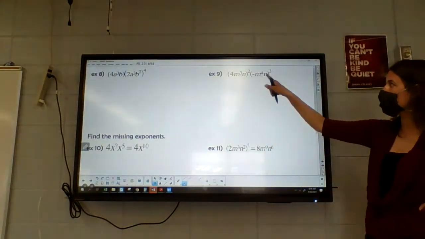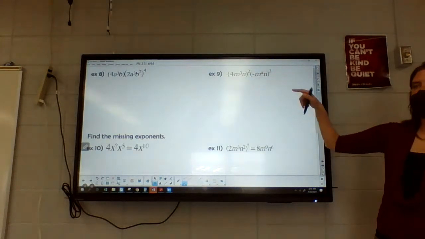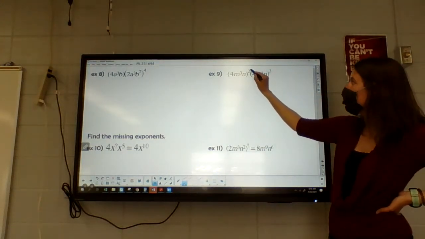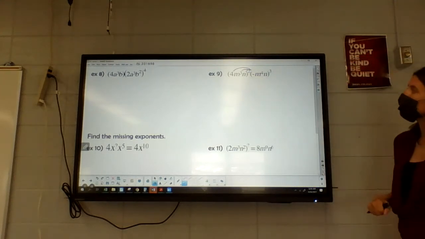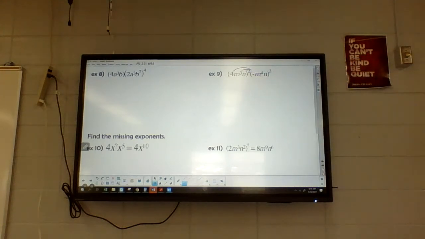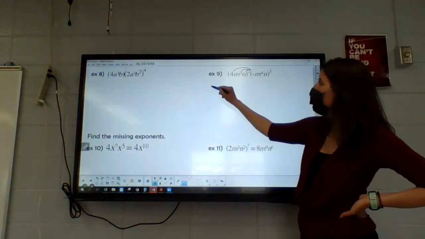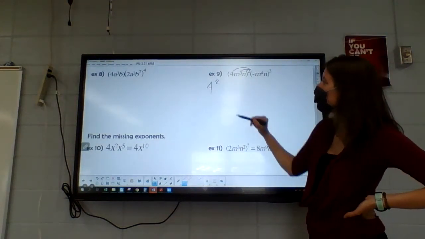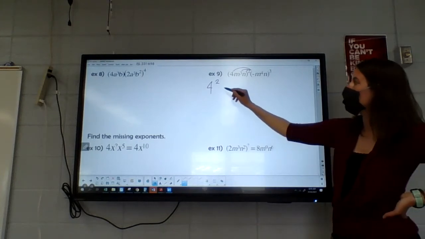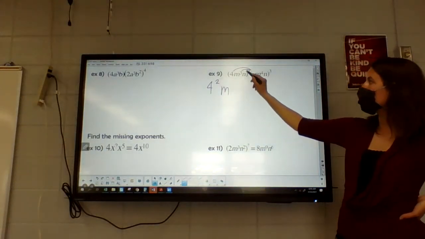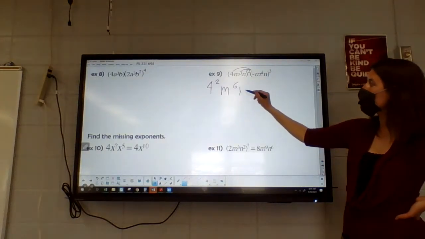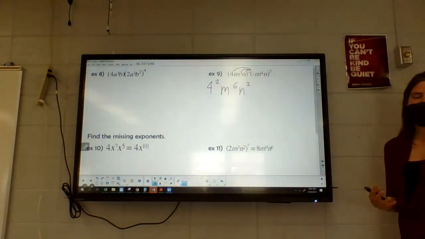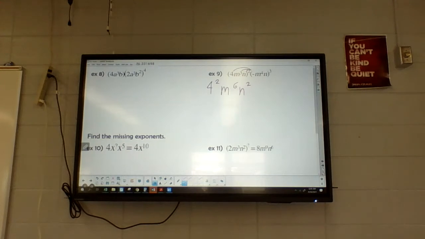So in number 9, there's this 2nd power and this 3rd power. I'm going to distribute the 2nd power in. So I'm going to distribute that 2nd power in. So it's going to become 4 to the 2nd, m to the 3 times 2 is 6, n to the 2nd again, because the n currently doesn't have an exponent.